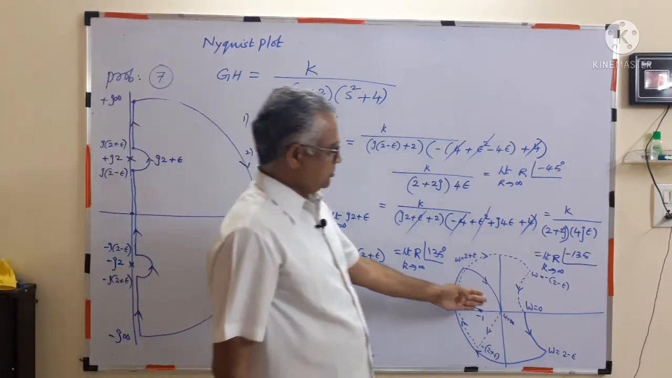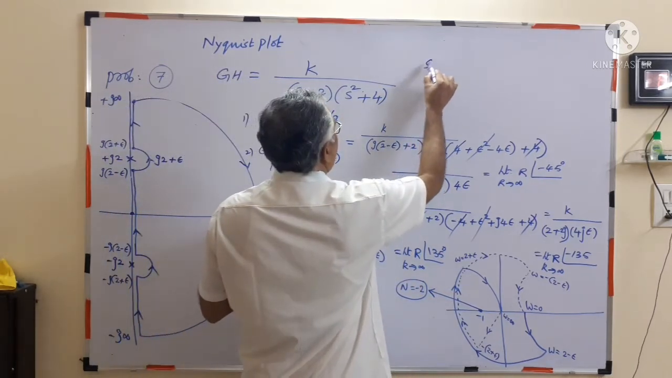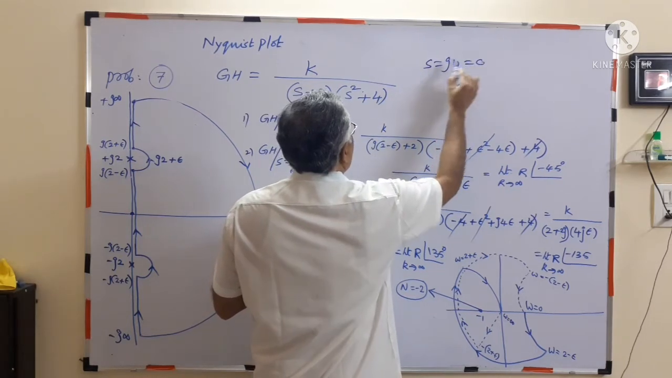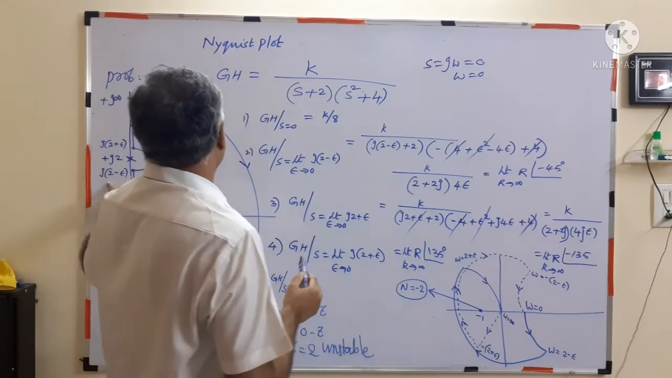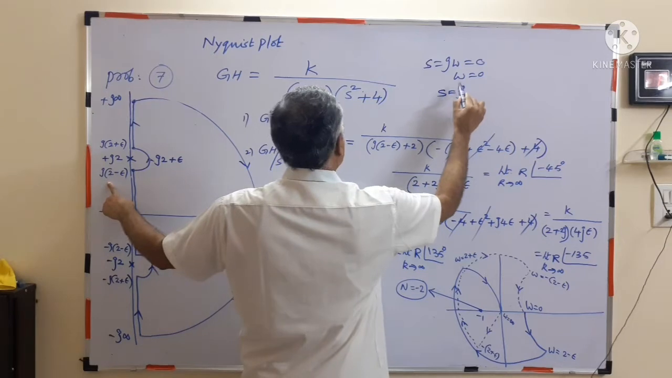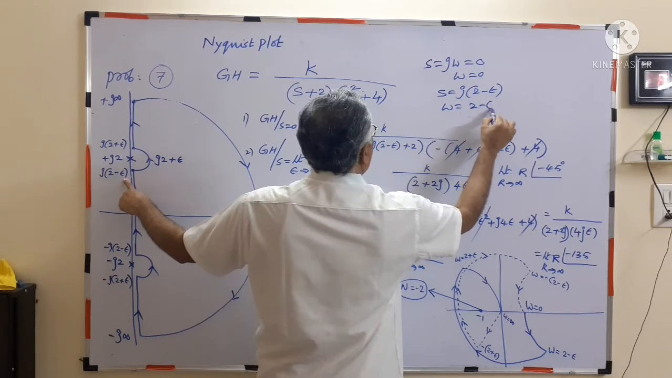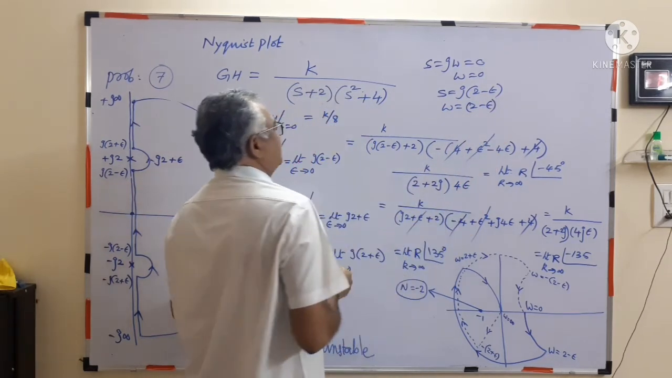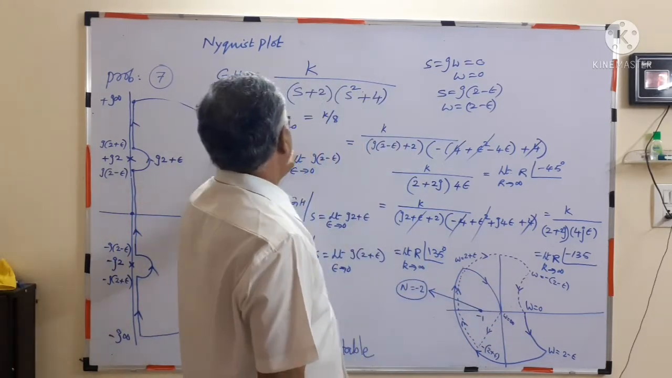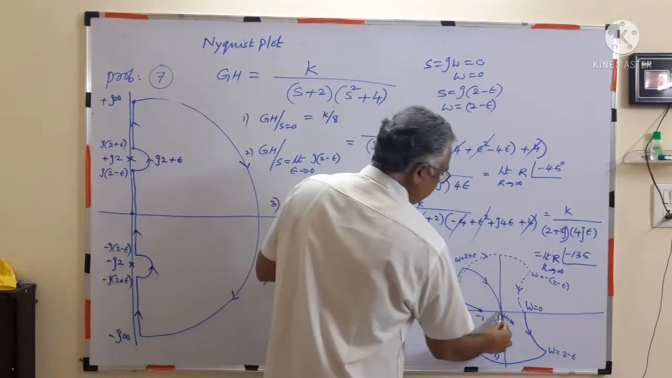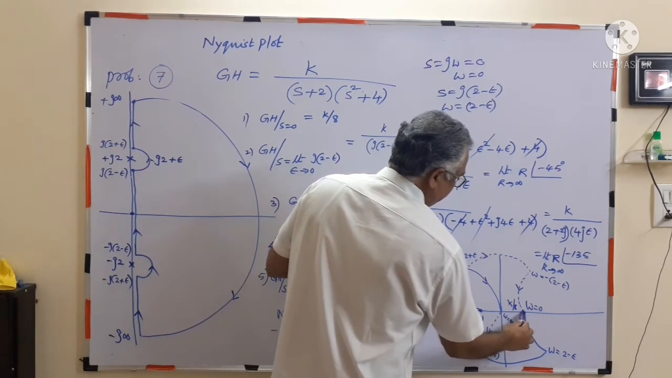This is Nyquist plot drawn. S equal to 0 means what is S value? S equal to j omega. So when S equal to 0, what is omega also? 0. If S equal to j2 minus epsilon, what is omega? 2 minus epsilon. So in terms of omega I have written, this is omega equal to 0. When frequency 0, what is the value? K by 8. So what is this length? K by 8. This length is K by 8 at omega equal to 0.